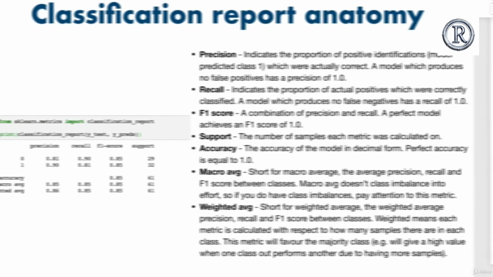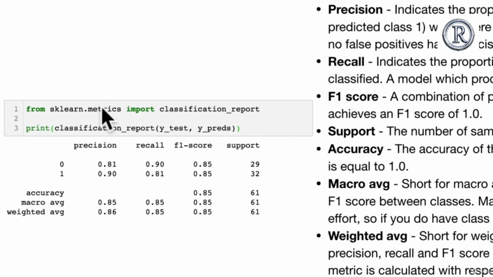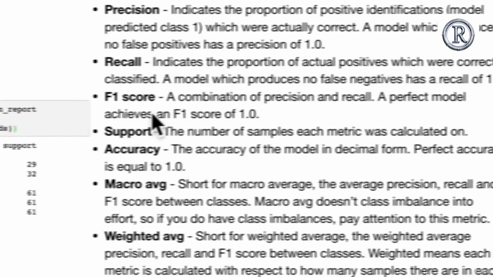Well, let's go to our keynote and have a look at our classification report anatomy. So over here, we see we've got the same thing, so just import classification report. We've done one on the test labels and the predictions. Some slightly different numbers here than what's in our notebook, but that's okay.